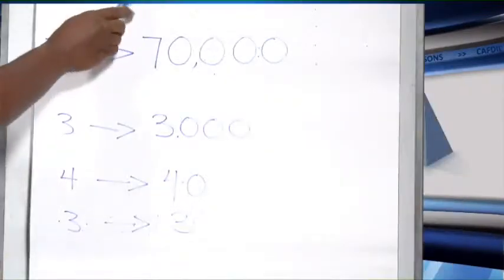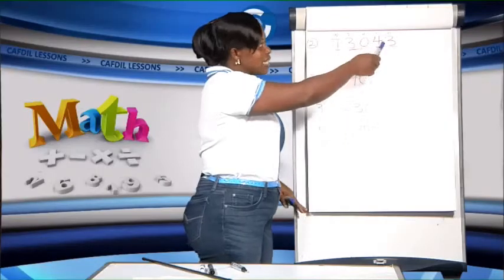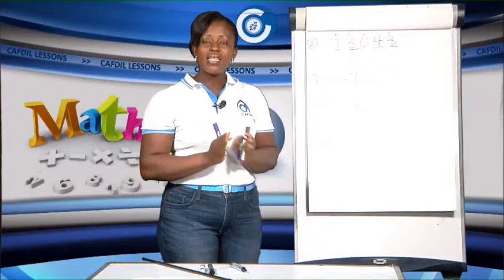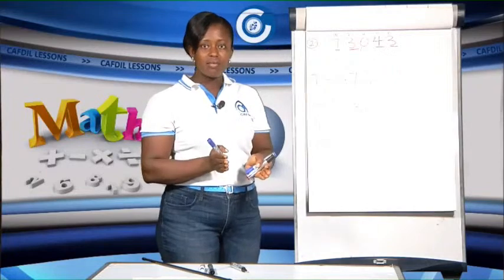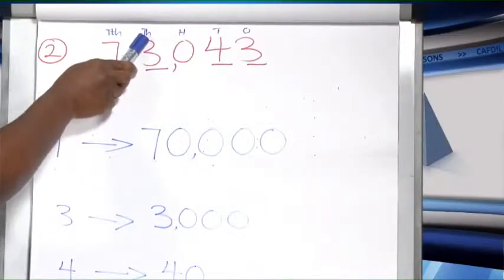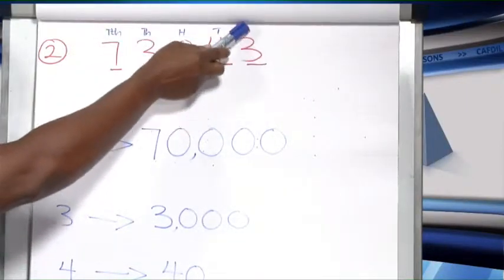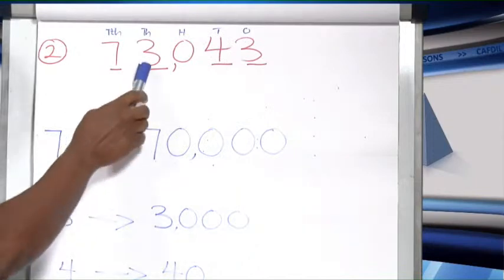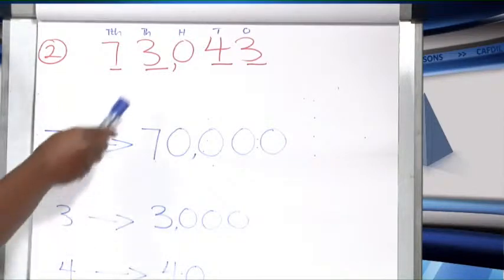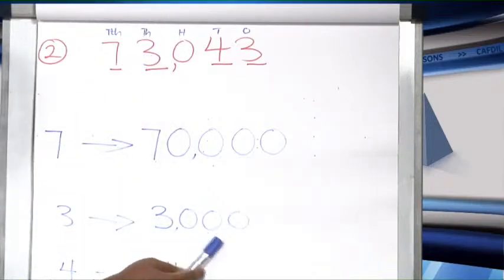The value of this 3 is not the same as this. Why? Because they are all at different places. This 3 is at the thousands place, and this one is at the ones place. So when you see 3 here, they are not the same because they are at different places. The value of this is 3,000, and the value of this 3 is just 3.